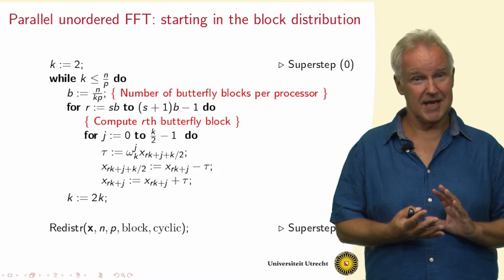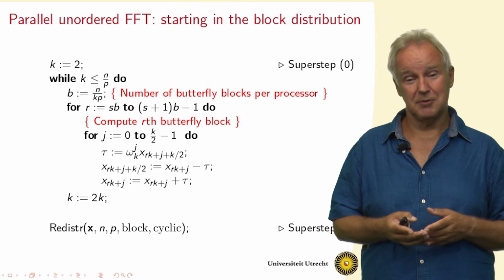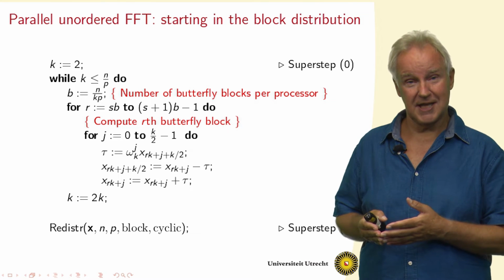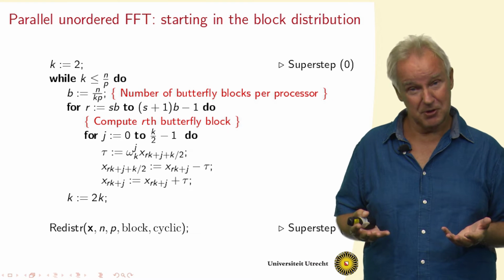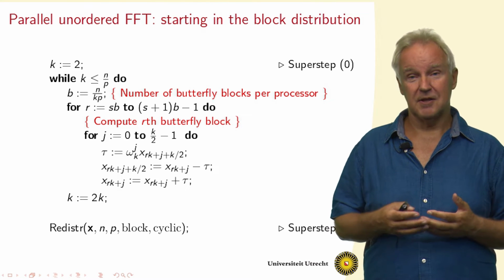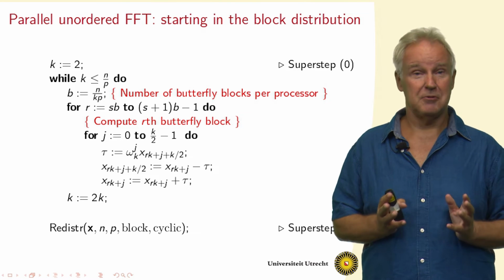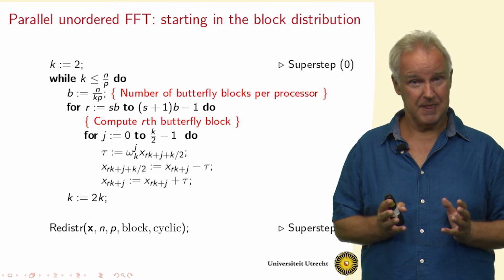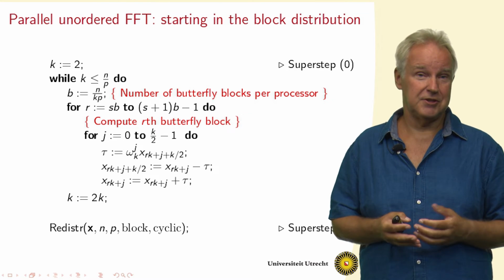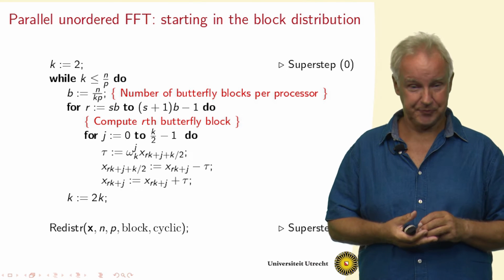So what do I show here? Superstep 0 of the algorithm is all the computations in the block distribution. And at the bottom you see superstep 1, where we move from the block to the cyclic distribution. This is a communication superstep. And the next slide will show you the finishing of the algorithm. Now the start, superstep 0, runs for k up to n divided by p, like we just saw, because then we can use the block distribution.